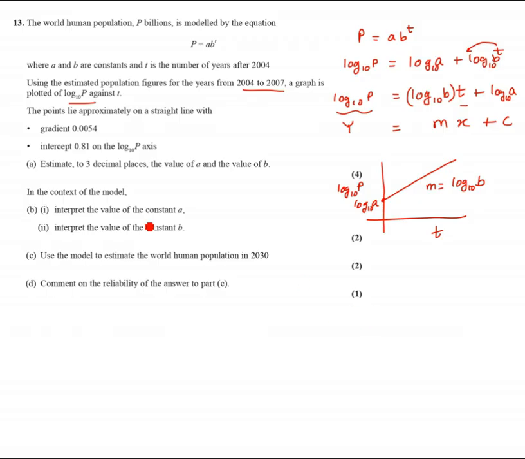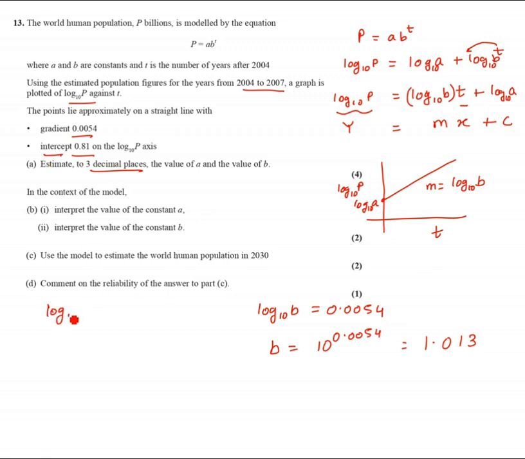Okay, now they gave us some information here. So the gradient is 0.0054, so we can write log 10 b equals 0.0054. That becomes b equals 10 to the power 0.0054. Now we have to give the answer to 3 decimal places, so we use the calculator: 10 to the power 0.0054 gives 1.013 to 3 decimal places. So this will be the value of b, and the intercept is 0.81.